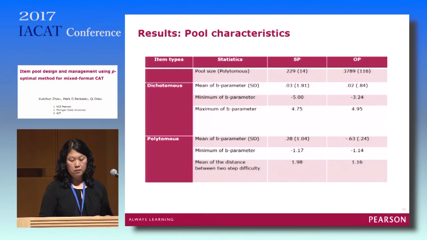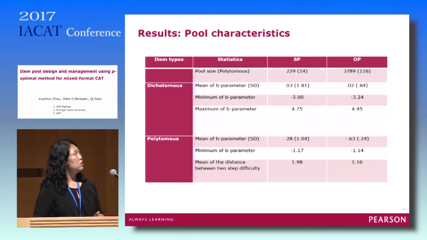And then we look at the B distribution for the dichotomous items. We can see the mean of the B parameter is pretty much comparable, but the standard deviation of the simulated pool is larger than the operational pool, which means the B parameters in the simulated optimal pool are more spread out than in the operational pool. A similar thing happened to the polytomous items.